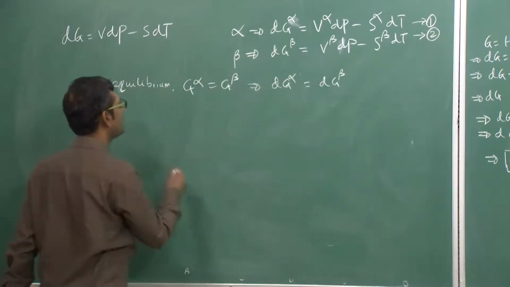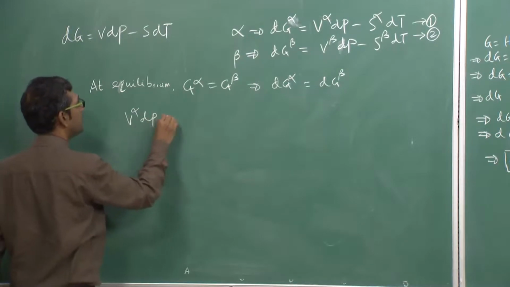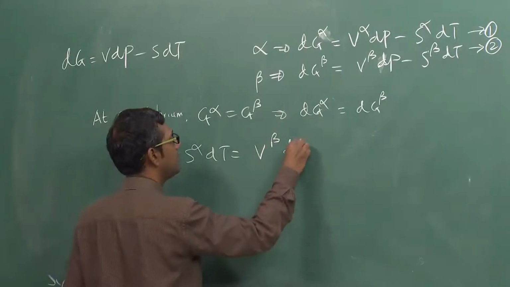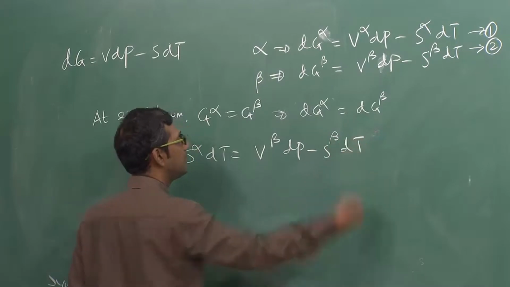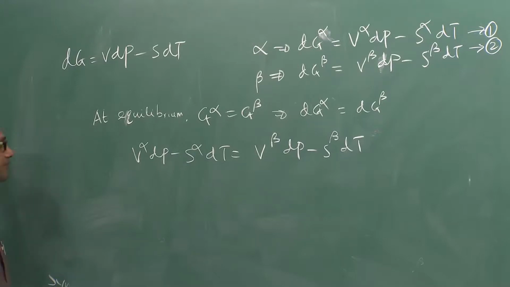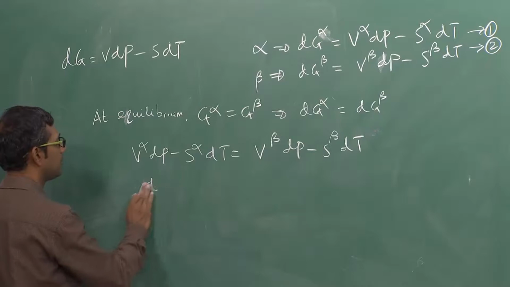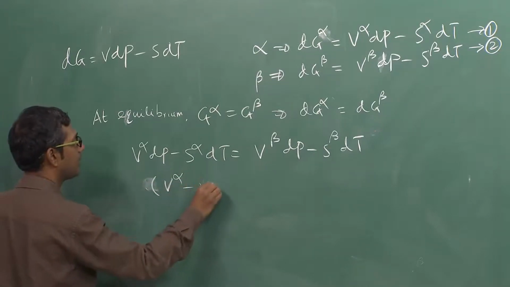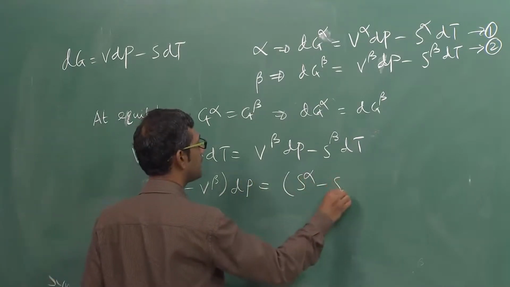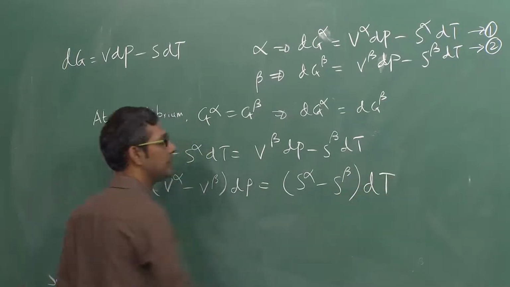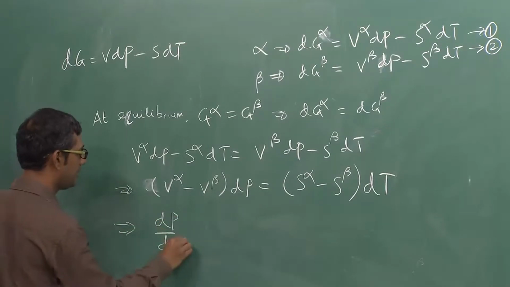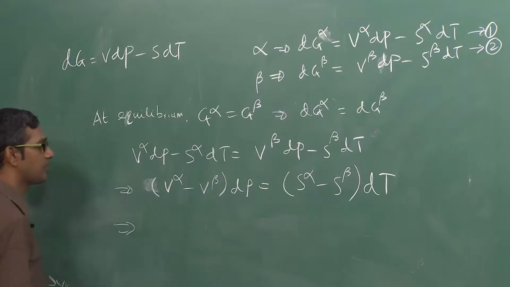By equating 1 and 2 we get V alpha dP minus S alpha dT is equal to V beta dP minus S beta dT, all at constant temperature and pressure, because this equilibrium is happening at a given temperature and pressure. So we can simply write down V alpha minus V beta dP is equal to S of alpha minus S of beta dT.